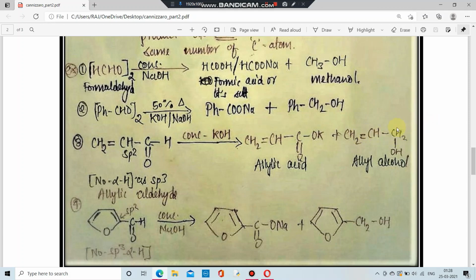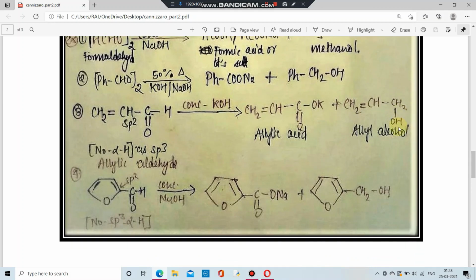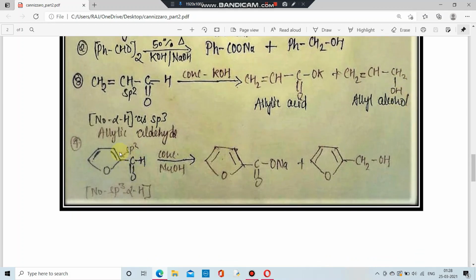Look, the degree of this carbon is 1. Now we have taken another example. This is a structure, this is a ring of furan. Just remember this, all the carbons of furan are sp2. Now this is a functional group which is aldehyde. So in the presence of concentrated NaOH or KOH, look, there is no presence of sp3 alpha hydrogen at this carbon because it is sp2 hybridization.